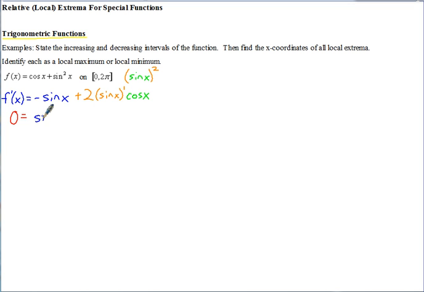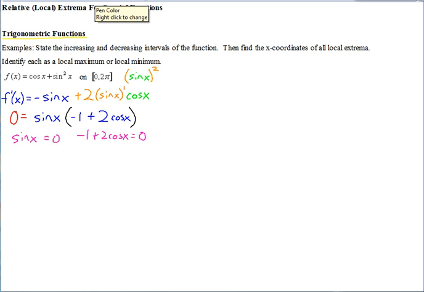So we'd have sine of x, and then what we'll be left with, first term will have a negative 1, and then plus, second term will have a 2 and cosine x left. So now in this factored form, one of these would have to equal 0. To multiply to be 0, one of them has to be 0. So either sine of x would have to be 0, or negative 1 plus 2 cosine x has to be 0.